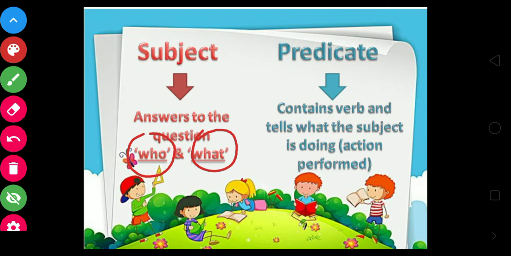Predicate. What are predicates? Predicate actually contains a verb and tells what the subject is doing. That means the action which is being performed by the subject is known as predicate. Okay, let's see how you can identify them.